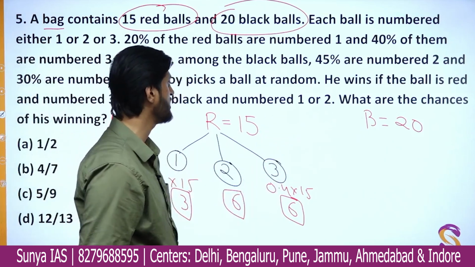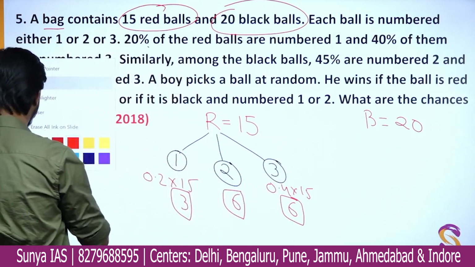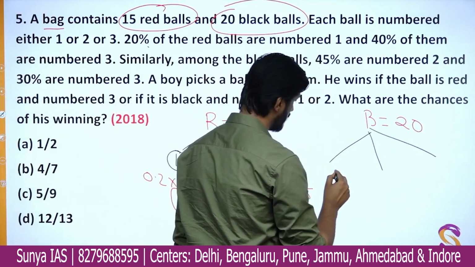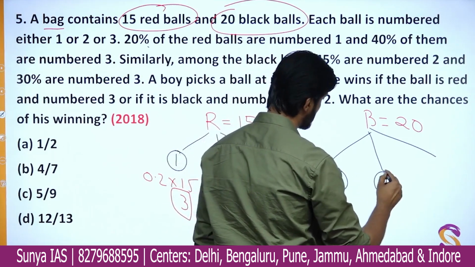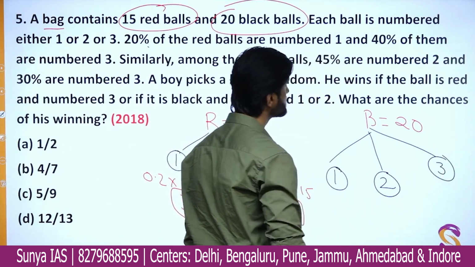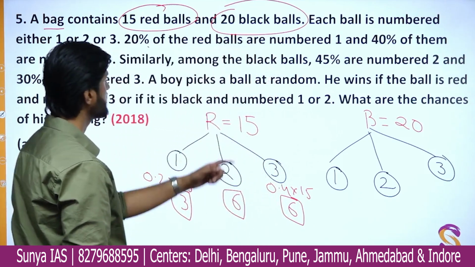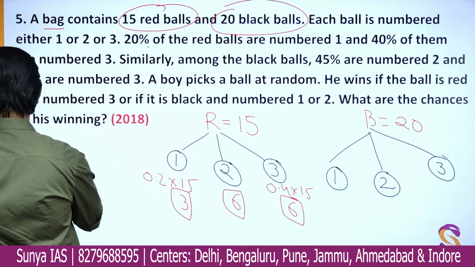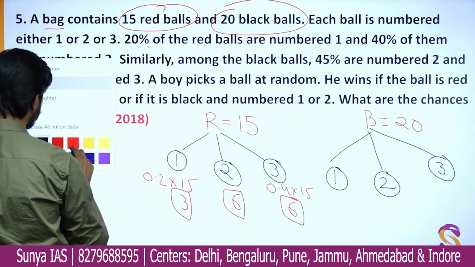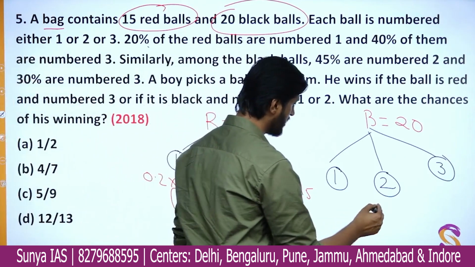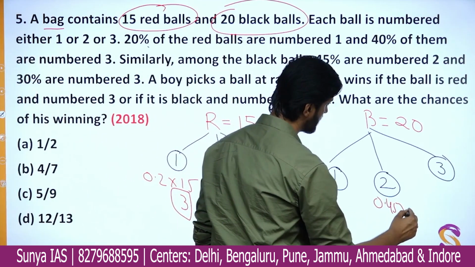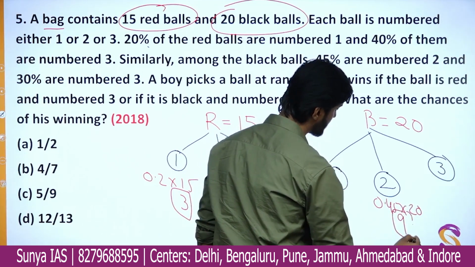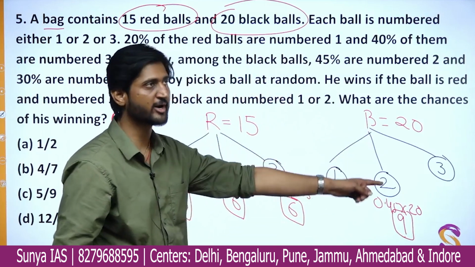Same thing we have to repeat on that side. So there we have again black balls which are numbered 1, 2 and 3, right? So it says 45% are numbered as 2. So among the black balls, 45% are numbered as 2. Let me just write that down. That is simply 0.45 into 20. The value will be equal to 9. So we have 9 black balls which are numbered as 2.